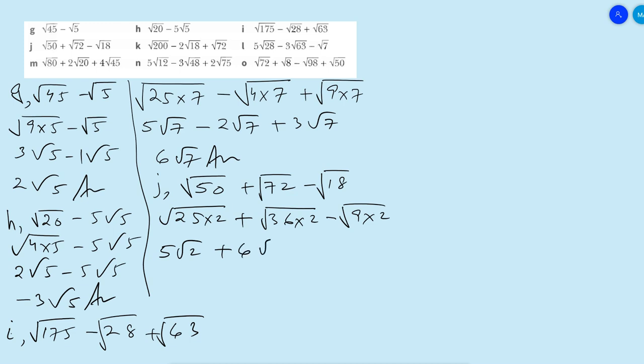Root 36 is 6, so 6 root 2. Root 9 is 3, so 3 root 2. Now add and subtract all outside values. 5 plus 6 is 11, 11 minus 3 is 8, so 8 root 2 is our final answer. This is part J. Now come to part K.